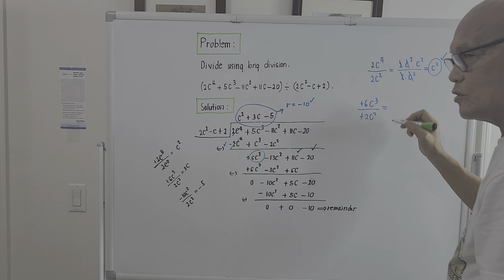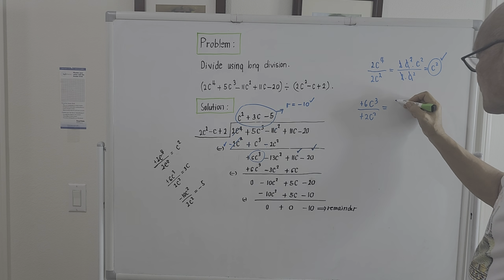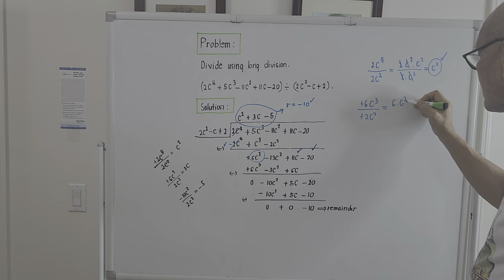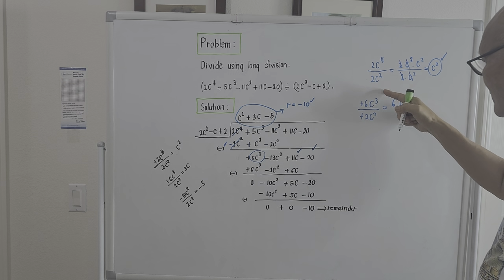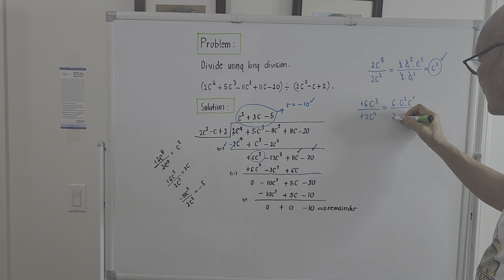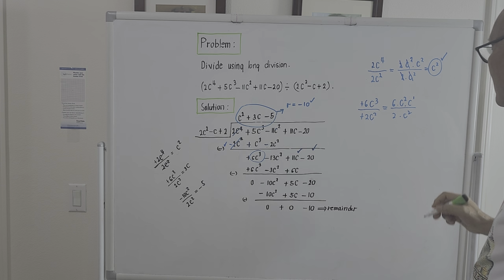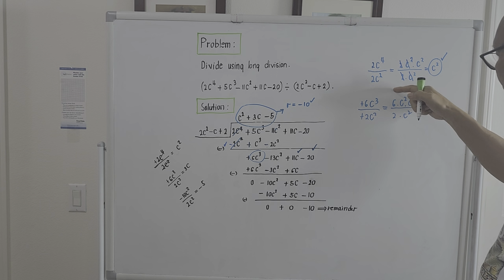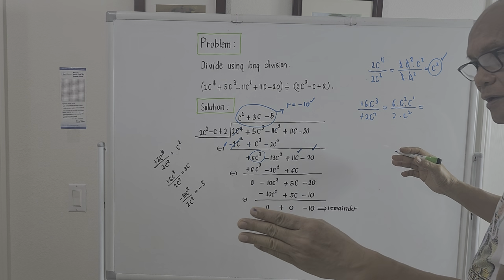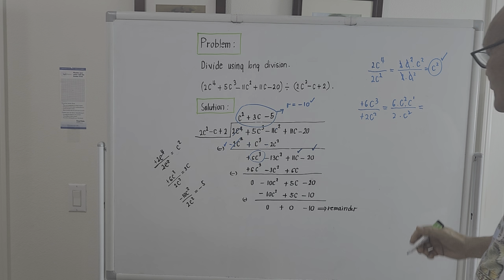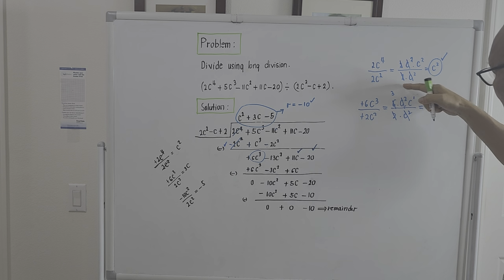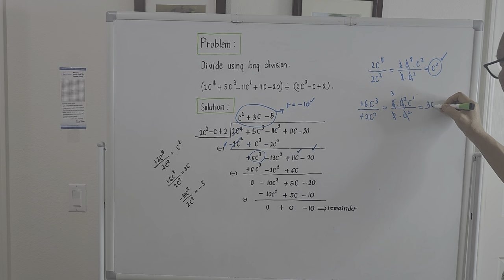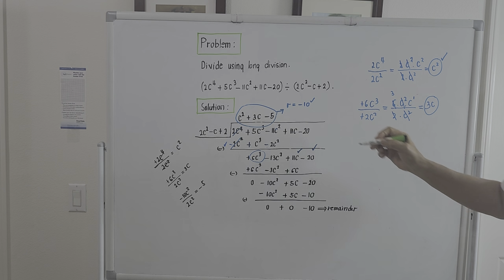Like what I said, we use the laws of exponent. 6c cubed can be written as 6 times c squared times c. C to the first, or just simply c. 2 plus 1 is 3, right? All over 2 times c squared. The operations on the numerator and denominator are all multiplication, so we are free to cancel. This c squared here cancels with this. These two here cancel with this, which will become 3. So 3 times c will just be simply 3c. So the next partial quotient should be plus 3c.